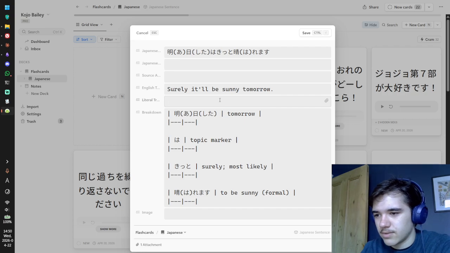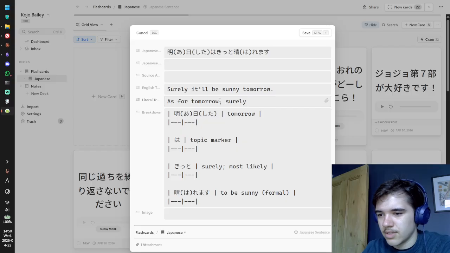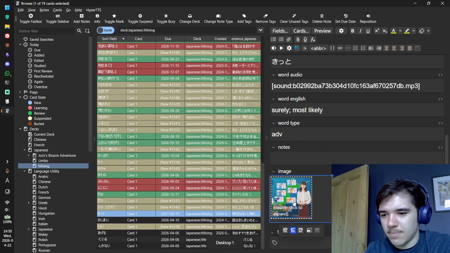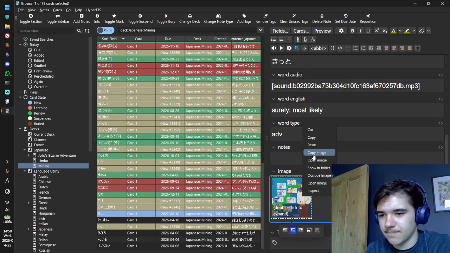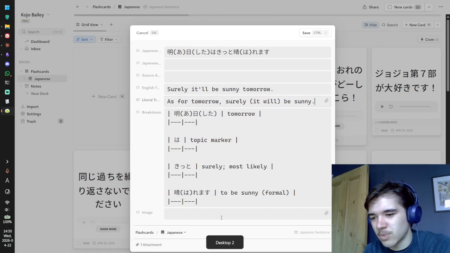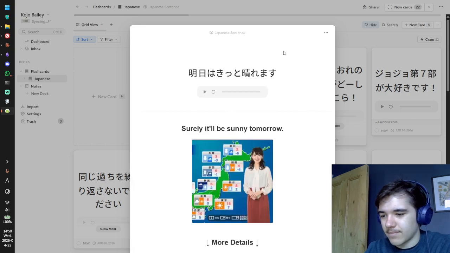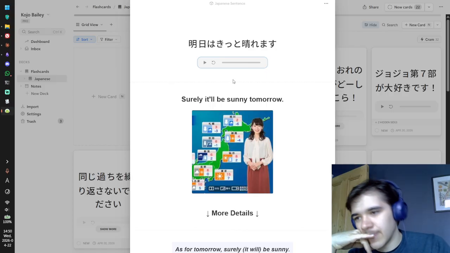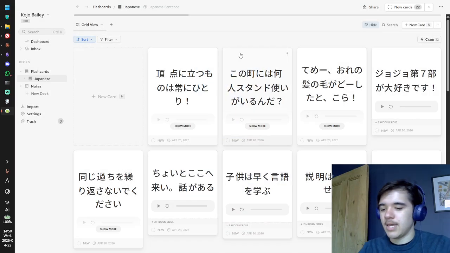Okay. So as for tomorrow, surely it'll be sunny. An image for that one, the weather forecast. Fitting choice. I mean, horrific quality, but I think that was literally the best one I could find somehow. Ashita wa kitto haremasu.